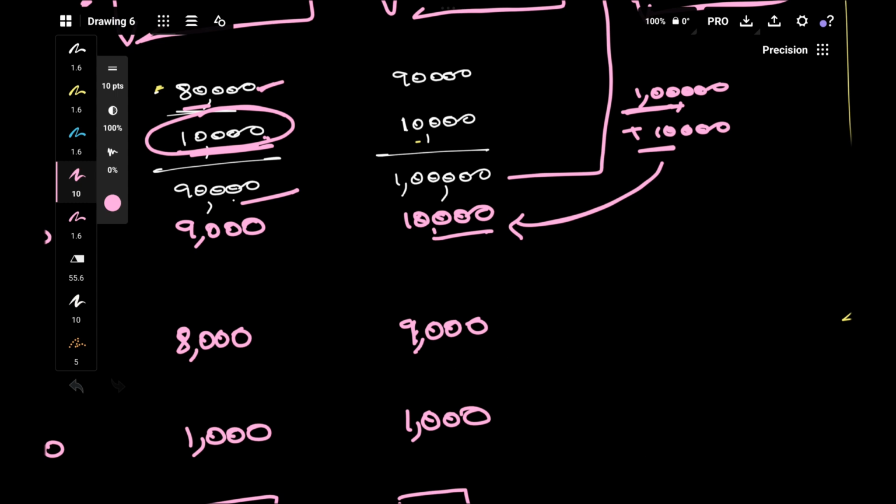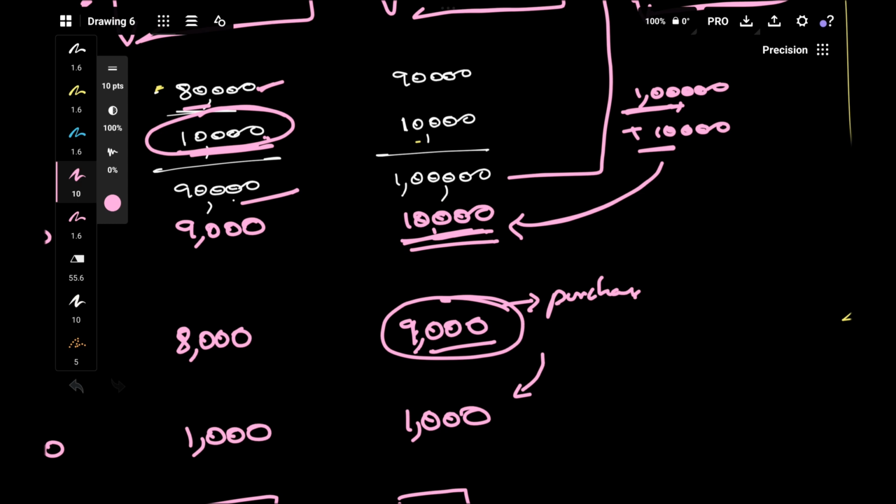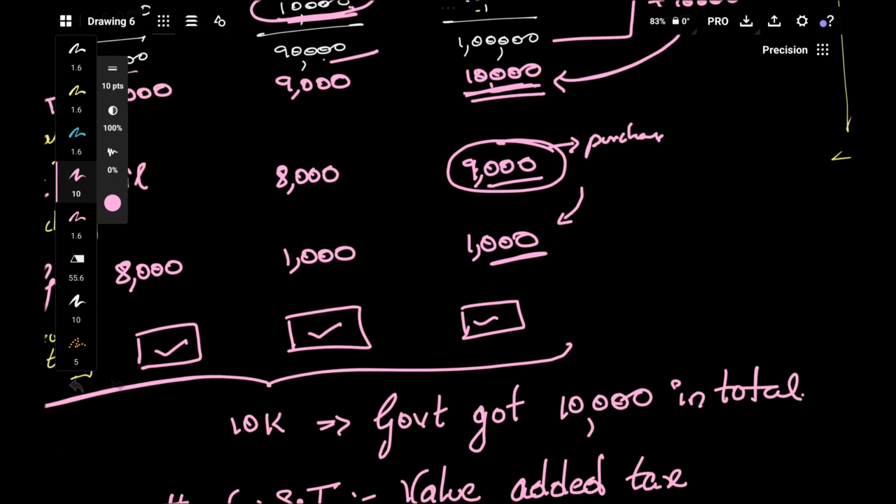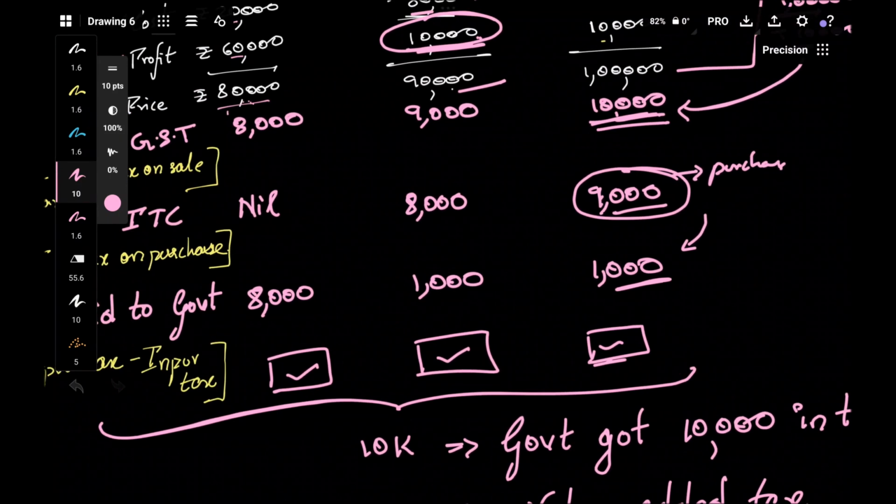He has to pay that 10,000 to the government. But will he pay the entire 10,000 to the government? No. What he'll do is deduct the tax which he has paid on his purchase. When he purchased goods from the distributor, he paid this tax. Now he'll deduct this tax from whatever tax he has received on the sale, and only the balance amount, which is 1,000, he'll pay to the government. This is the government payment column. He'll pay only 1,000 to the government.